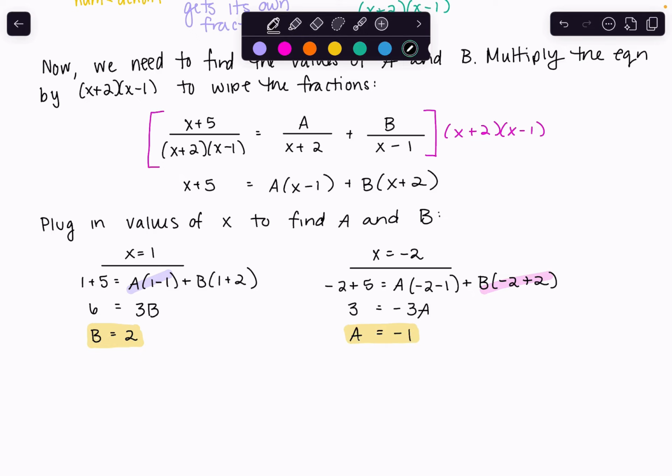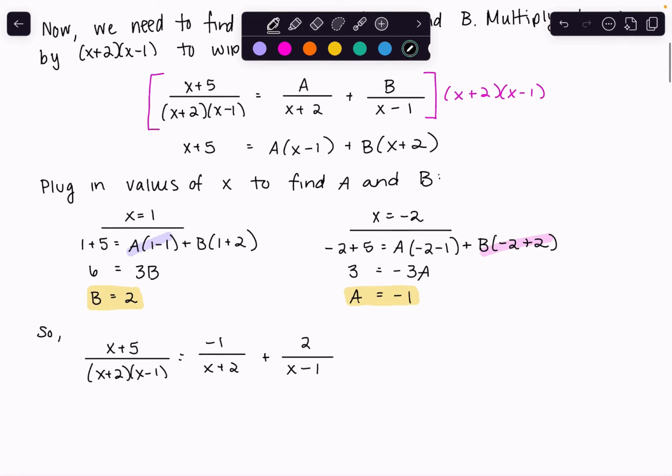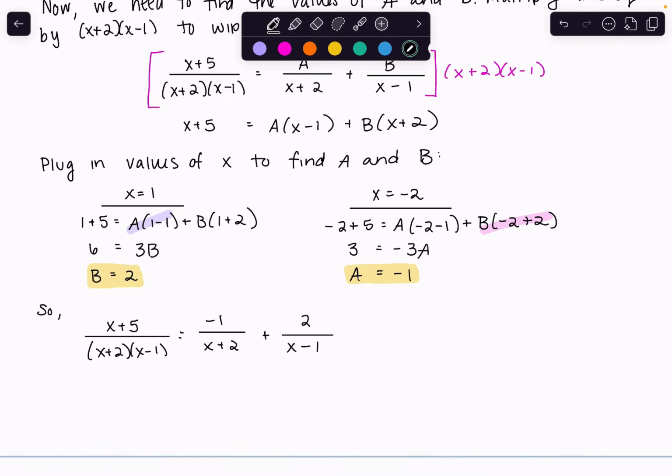So these are the 2 constants we need for our partial fraction decomposition. This rational expression can be broken down into a, which is -1 over x plus 2, plus b over x minus 1. Okay. So again, you can definitely check your answer. You can go ahead and add these 2 fractions together, and you should see you get the expression over here.